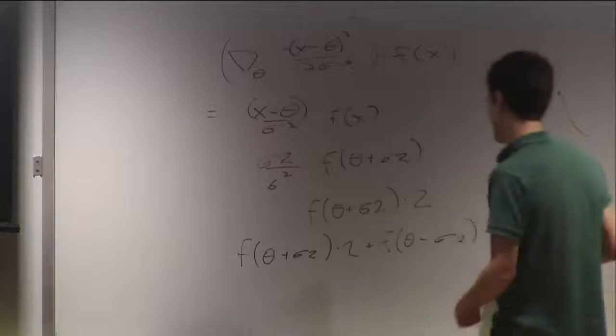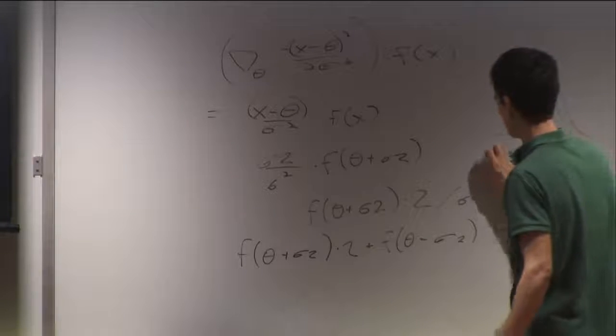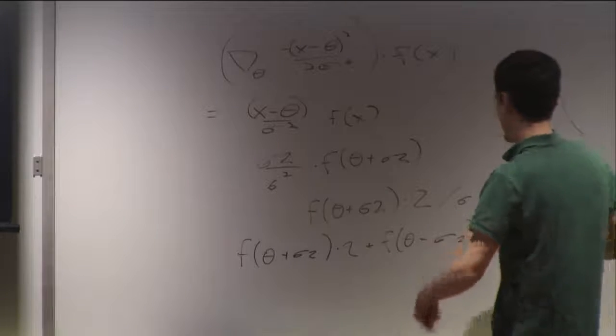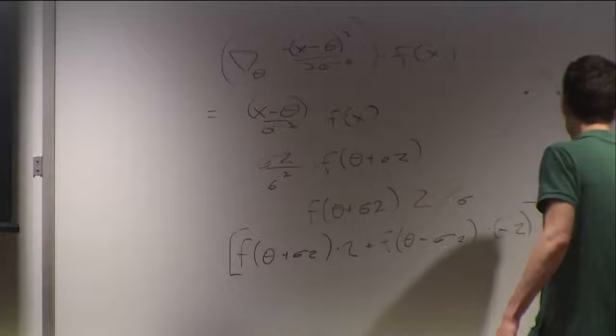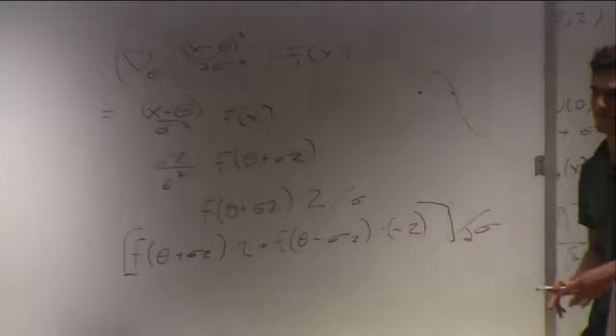So then, and sorry, this was over sigma squared, over sigma. I forgot the sigma in the denominator. So now, this is all over sigma. And then we also have to divide by 2 because we're doing 2 samples and averaging them.